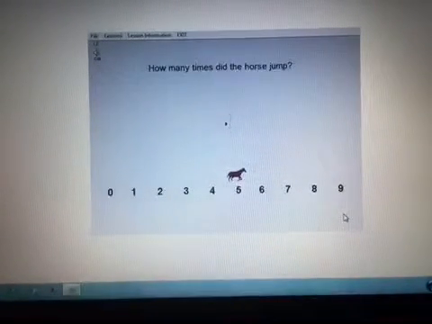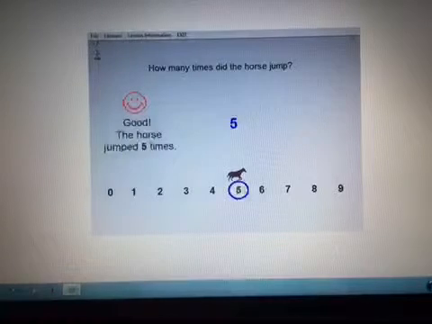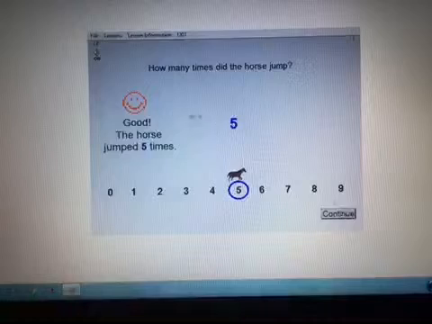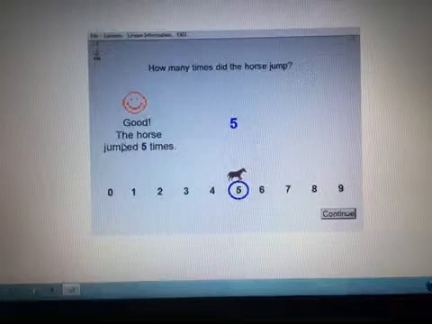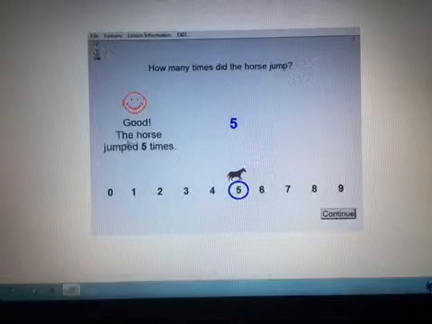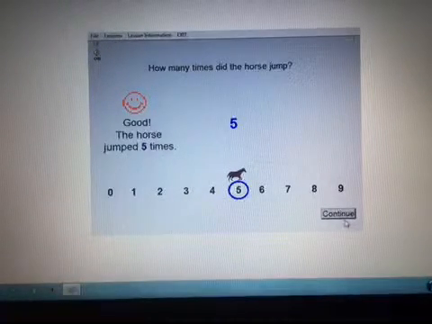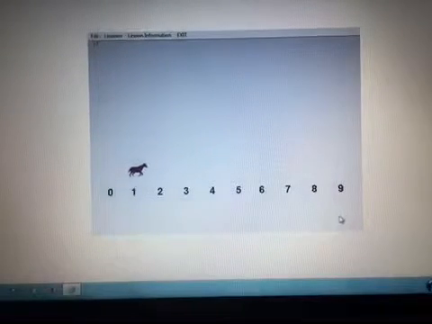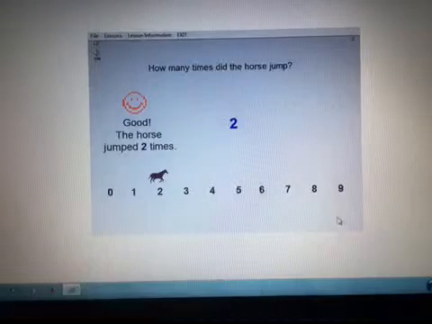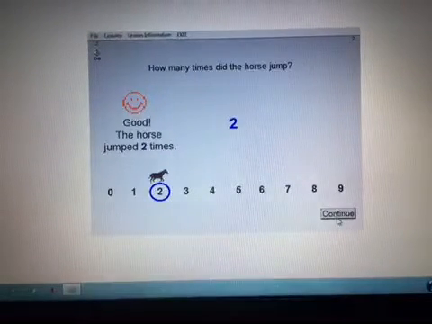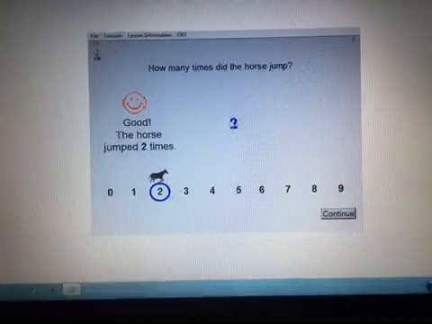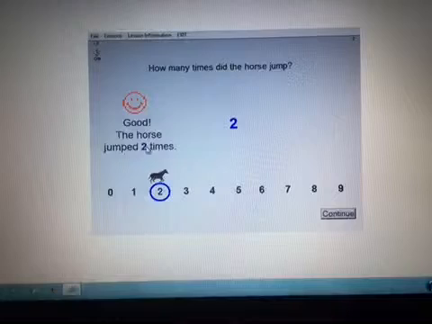How many times did the horse jump? Good. The horse jumped 5 times. And again, we are hoping that students may begin to associate these words with what they're hearing and be learning to read. How many times did the horse jump? Good. The horse jumped 2 times. And we are reinforcing the number, and then the spoken number.